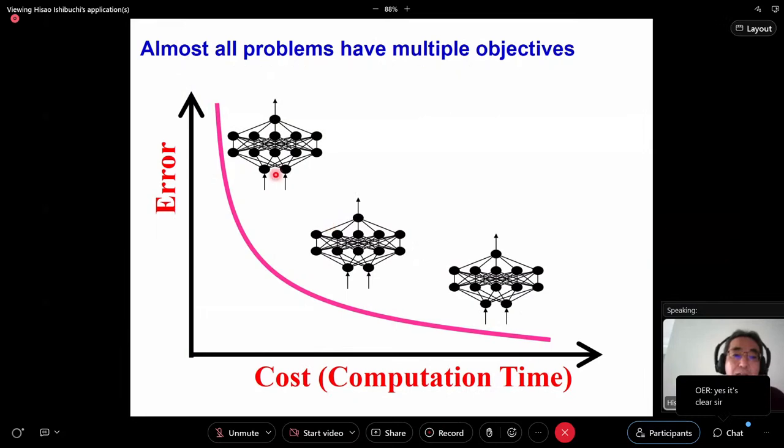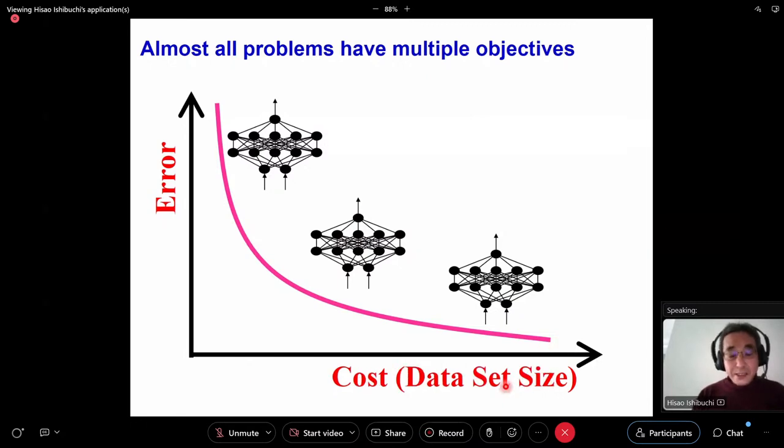Even when we use a fixed neural network architecture, we still have some other trade-offs. For example, error and computation time. By increasing the computation time, we can decrease the error, but we need more cost. Our data set size is another problem. Cost can be viewed as data set size. By using a large data set, we may be able to find a better neural network. But in order to collect large data sets, we need more money, more cost. And also, we need a longer computation time. So there is a clear trade-off surface between error and data set size.